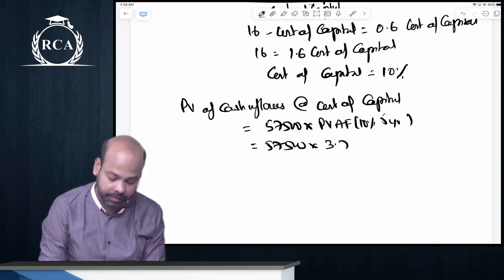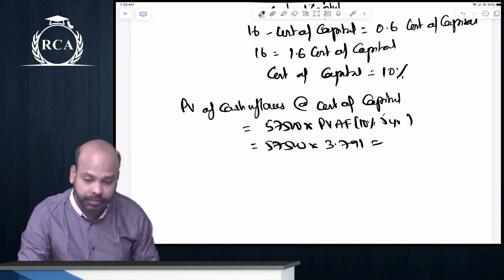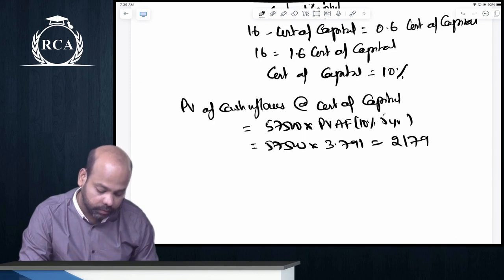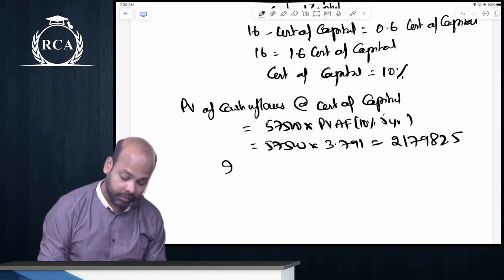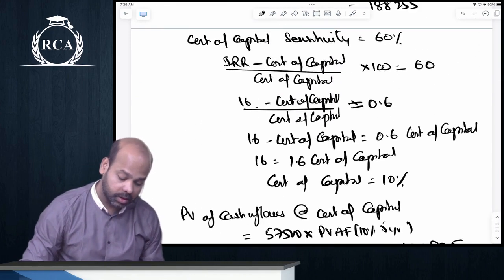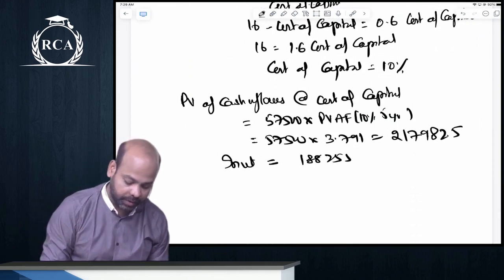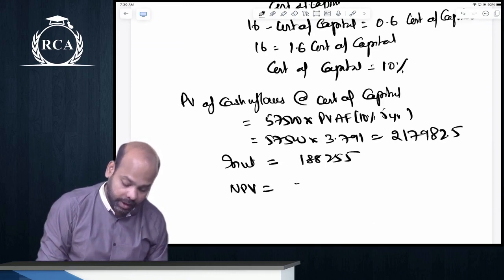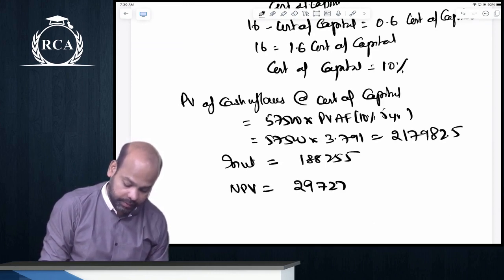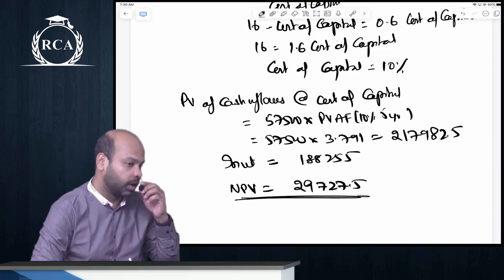बोल बेटा वापस एक बार. इसका 57,500 into 3.791. 980. एक बार एग्जैक्ट बोल दे ताकि मेरे को बाद में राउंडिंग ऑफ एरर ना हो. 982.5, guys. What was your initial investment, beta? 1,88,255. What is the NPV, guys, now? 20. This is the answer to the second bit. We got the answer to the first bit. We got the answer to the second bit.